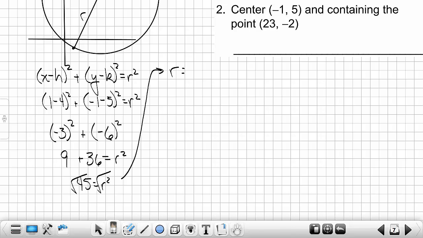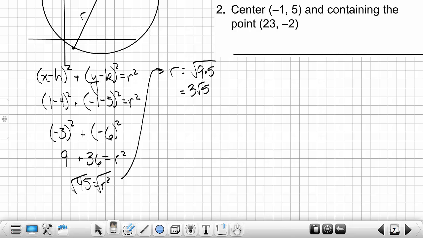So now, what perfect square resides within 45? 6 is not a perfect square. 42 is not either. 9. Thank you. 9 is the perfect square within 45. So 9 times 5. What's the square root of 9? 3. All right. Okay. We've reduced. That's our radius.